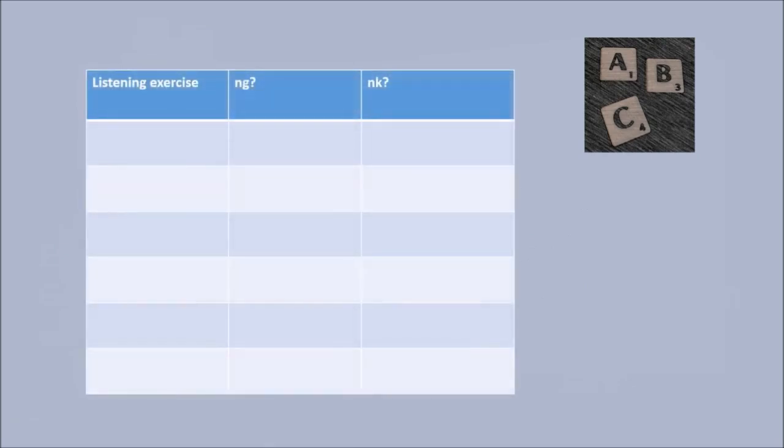You ready for a listening exercise? Oh, I haven't written any words down. Well, that's because if I had, you would know if this word is spelled with an NG or an NK. So I'm going to read out the words to you. You try and spell them and tell me or tell yourself, did that word have an NG or an NK?